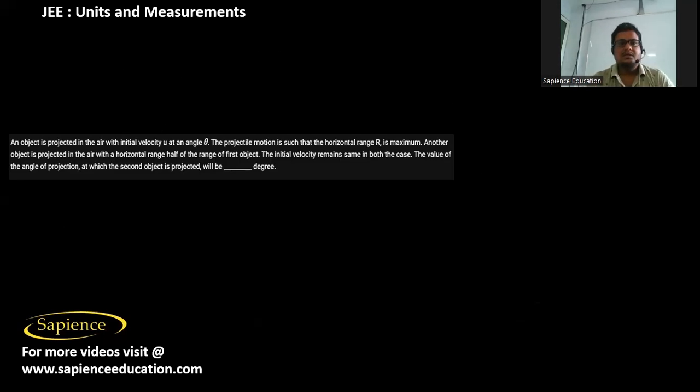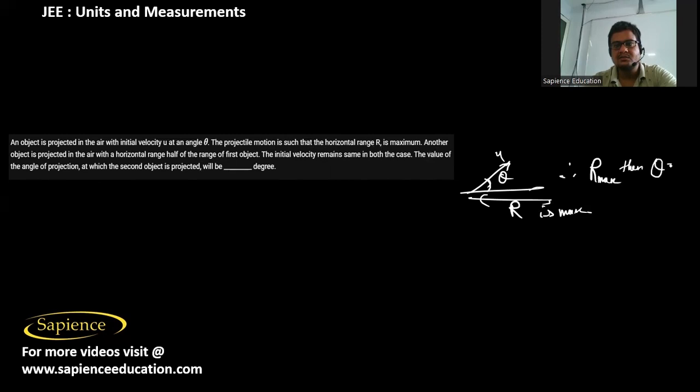Then here it is told an object is projected in the air with initial velocity u at an angle of theta with the horizontal. The projectile motion is such that the horizontal range r is maximum. So hence, if r is maximum, then the angle theta should be 45 degrees.